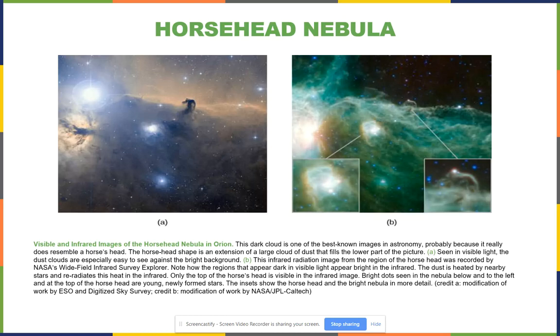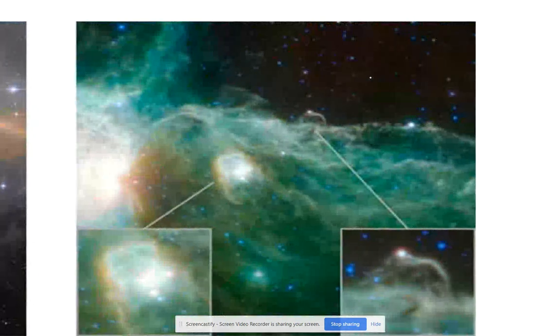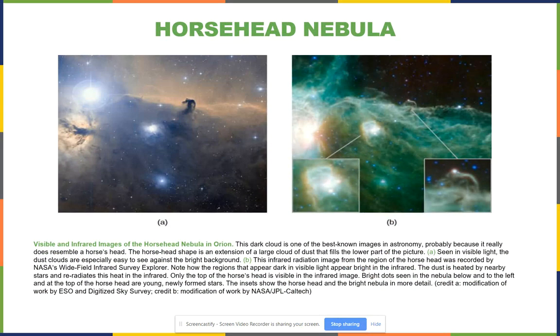Here's a picture of the Horsehead Nebula. You see the Horsehead right there? It's kind of cool, right? This is visible light. Here's the same thing in infrared light. A little different, right? You can still see where the Horsehead is, but it just doesn't look the same. Now, if you want to compare, this is dark. That's the same region in infrared. What's that telling you?